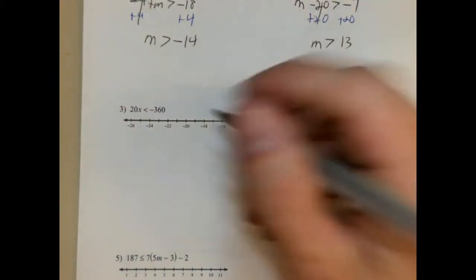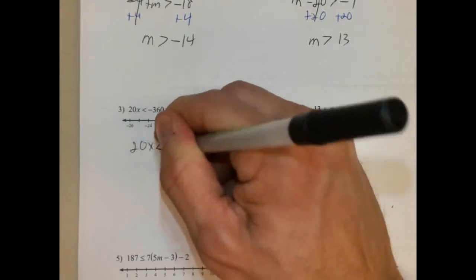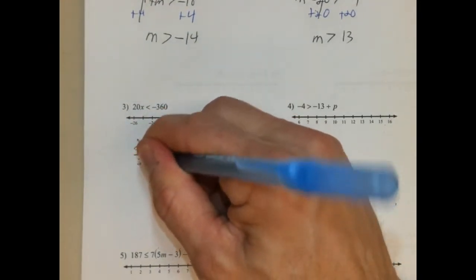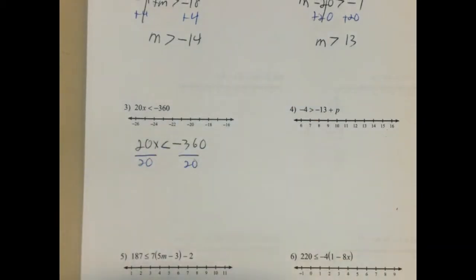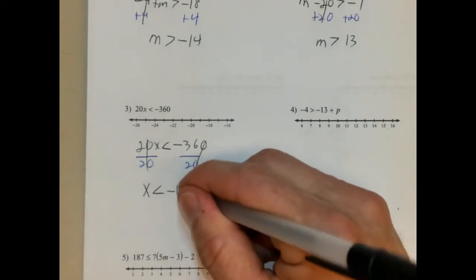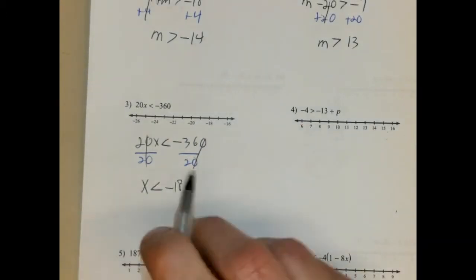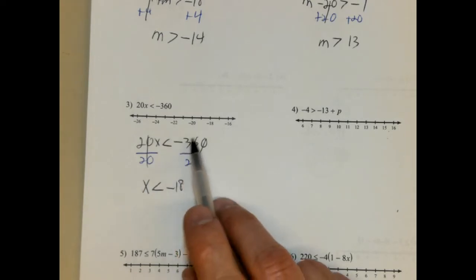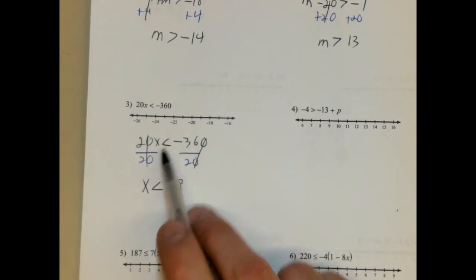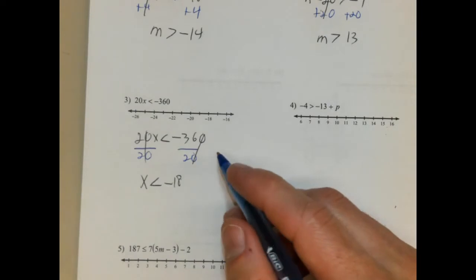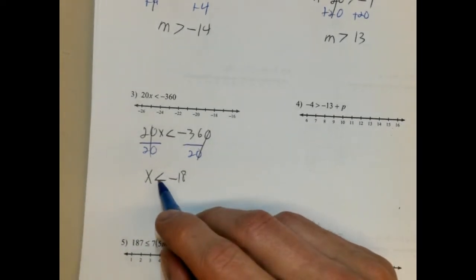Okay. So here we're going to have 20x is less than negative 360. We're going to divide by our coefficient, which is 20, and we're going to have x is less than negative 18. Don't reverse the direction of the inequality symbol because the number we divided everything by is a positive value. This sign doesn't matter in terms of changing a direction. That probably won't make sense if you don't know the rule. Most of us should know the rule by now, but if not, it's okay, I'll remind you. So x is less than negative 18.